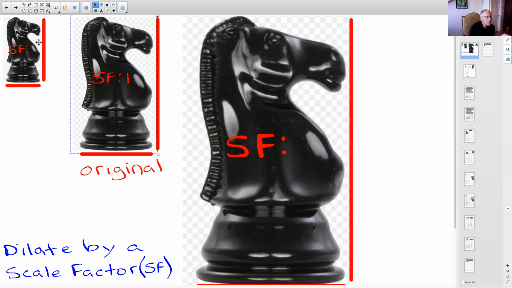Now, who can tell me the scale factor of the smaller chess piece? Who can tell me the scale factor of the smaller one? Ava, go ahead. And Ava, you are muted, so you're going to have to unmute yourself. Everybody unmute themselves right now, please. Go ahead, Ava.